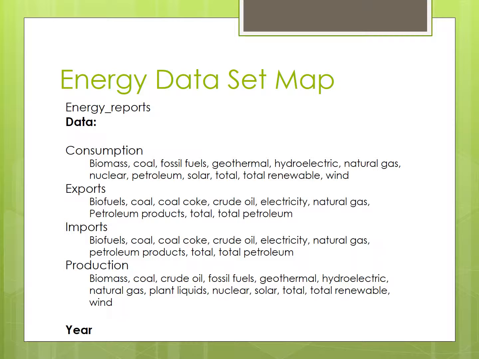As you can see, this provides a visual map as to how the data is constructed. The dataset is a list of dictionaries. The consumption property has a list of keys that can be accessed. These keys include biomass, coal, fossil fuels, geothermal, hydroelectric, etc. Another example of this is the exports property that contains the keys biofuels, coal, coal coke, crude oil, etc. Each of these keys has a value, and these values are called floats.